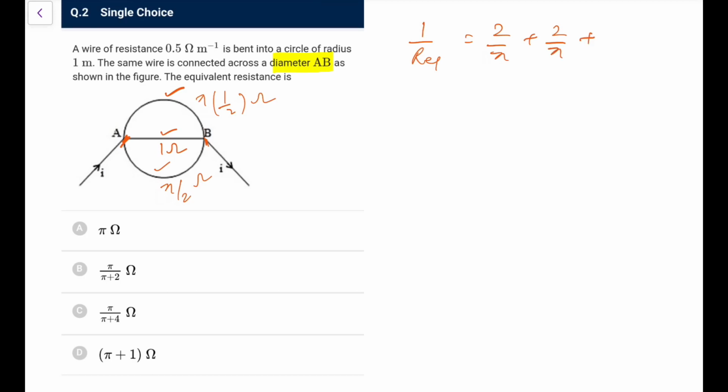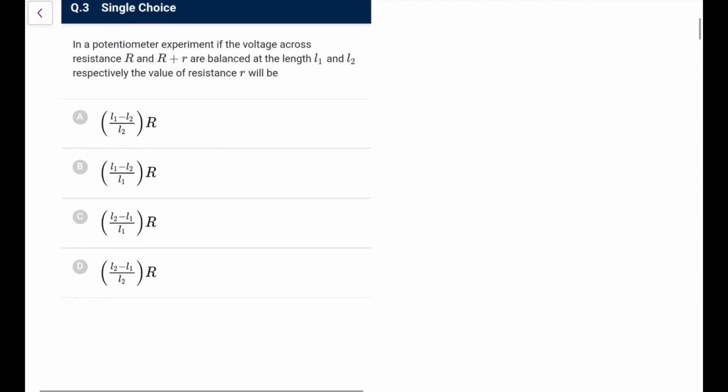So 1 upon R equivalent would be 2 by pi plus 2 by pi plus 1 by 1. If I take the LCM as pi, this comes out as pi plus 4 upon pi. So R equivalent comes out as pi upon pi plus 4 ohms. So go for option C. It's not tough if you can visualize it. So it's option C. Next, move on.